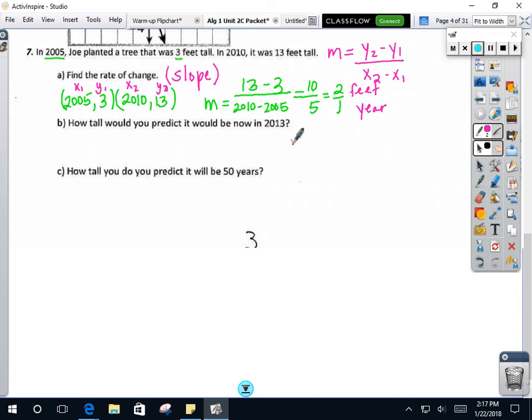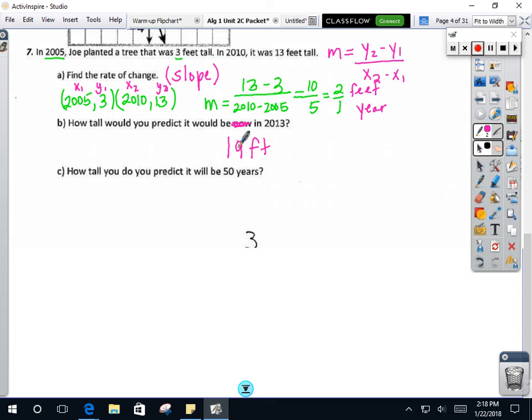So if it's growing at a rate of 2 feet per year, and it was 13 feet tall in 2010, how tall was it in 2013? 19 feet tall. Okay, let's talk about how they got that. It's growing 2 feet per year. So from 2010 to 2013, that's 3 years. 2 feet per year is 6 feet. On top of that, 13 feet brings us to 19 feet.